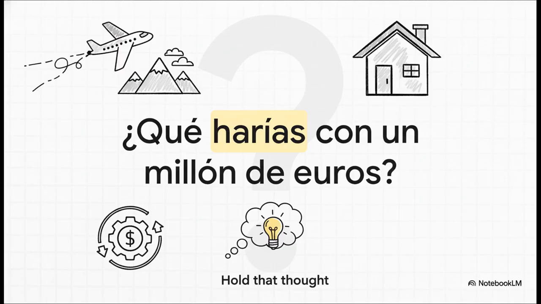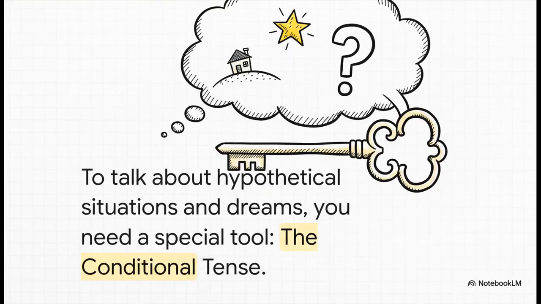What would you do with €1,000,000? Seriously, think about it. Would you travel the world? Buy a new car? Maybe just quit your job. Go ahead and dream a little and hold that thought. Because you see, to answer a question like that one, a question about what ifs, about dreams and possibilities, you can't really use the present or the past. You need a special tool. And that tool is the conditional tense. So let's figure out how this thing works.